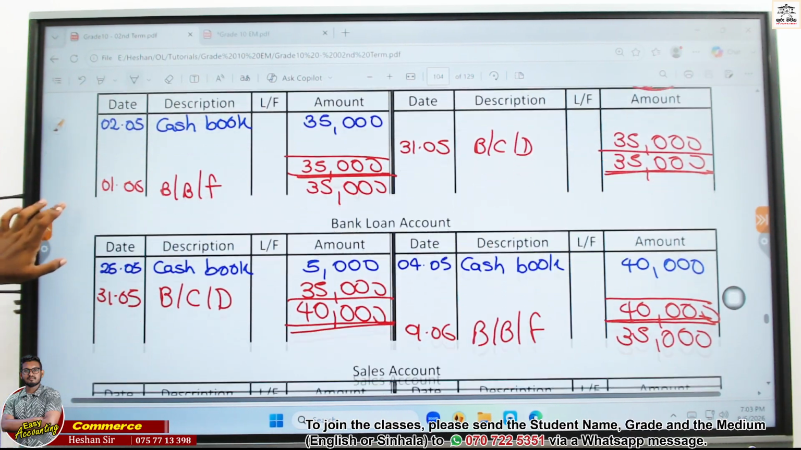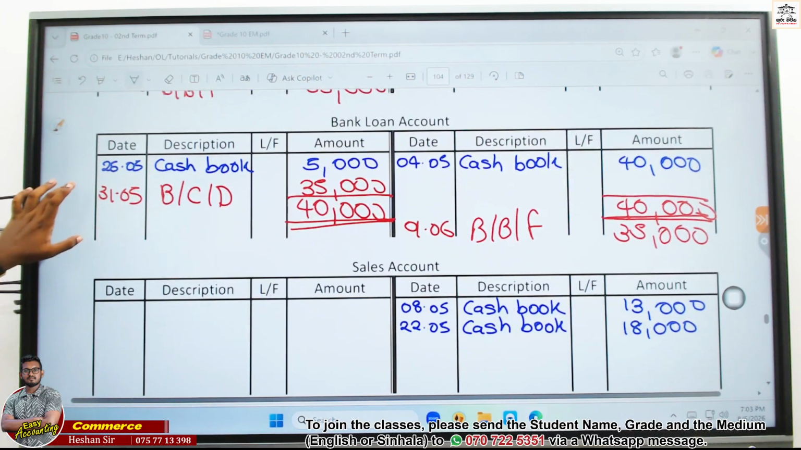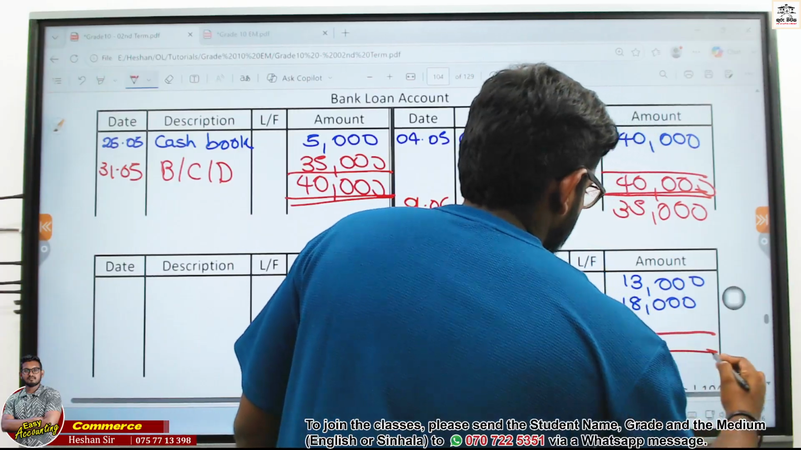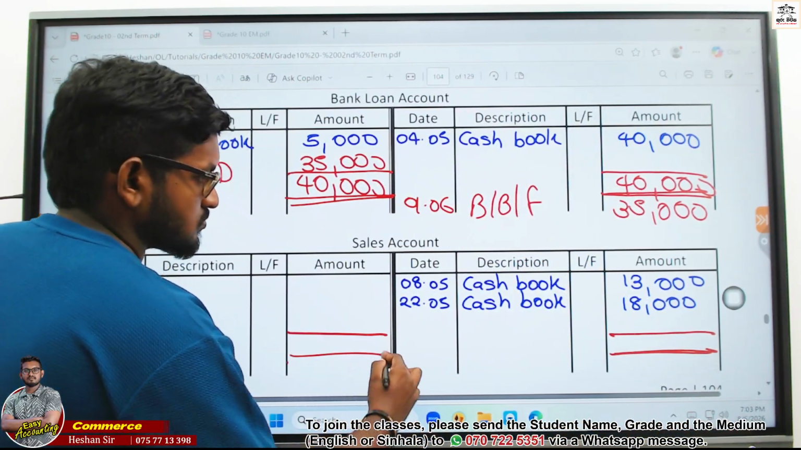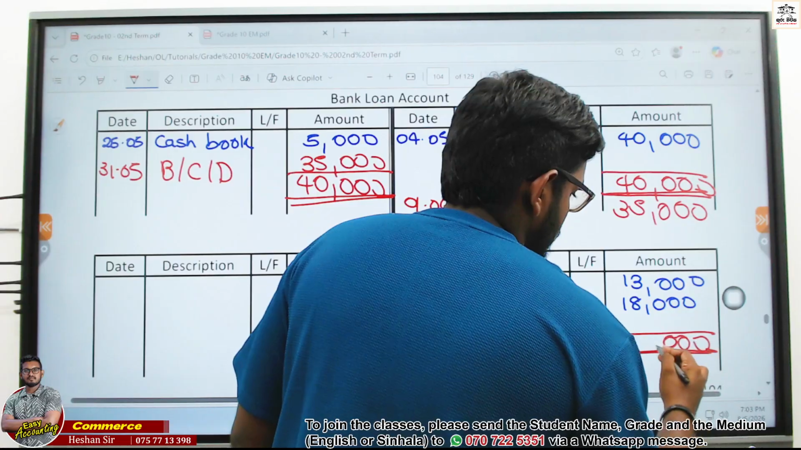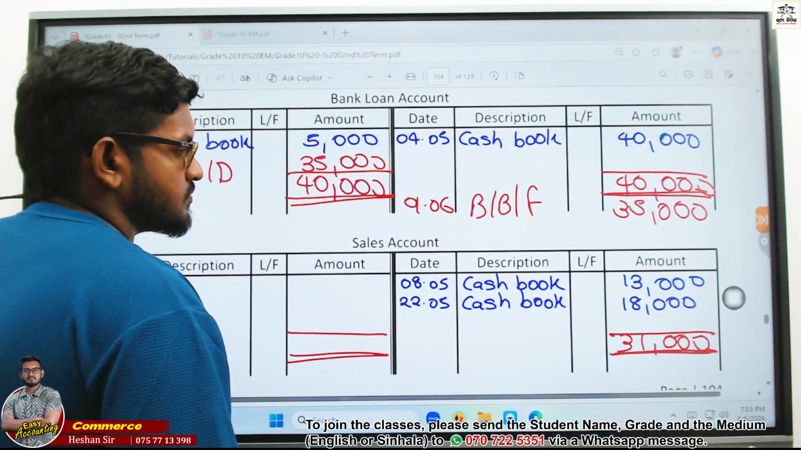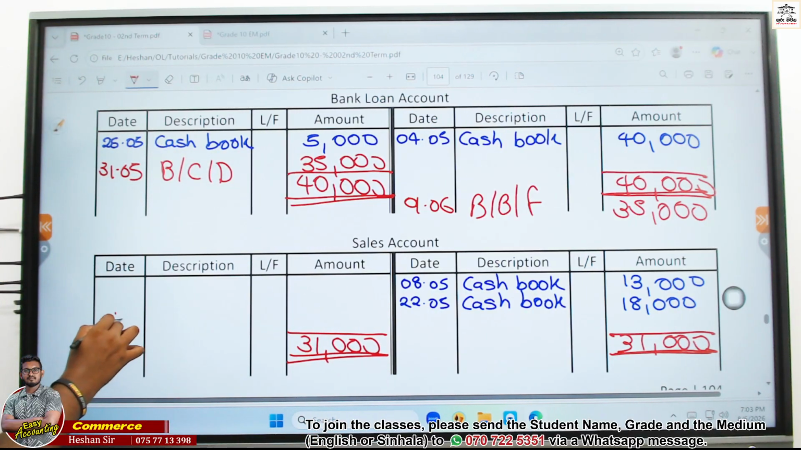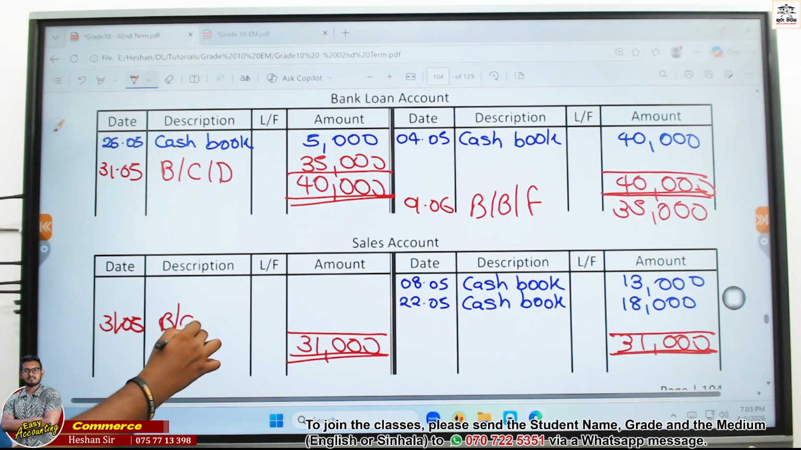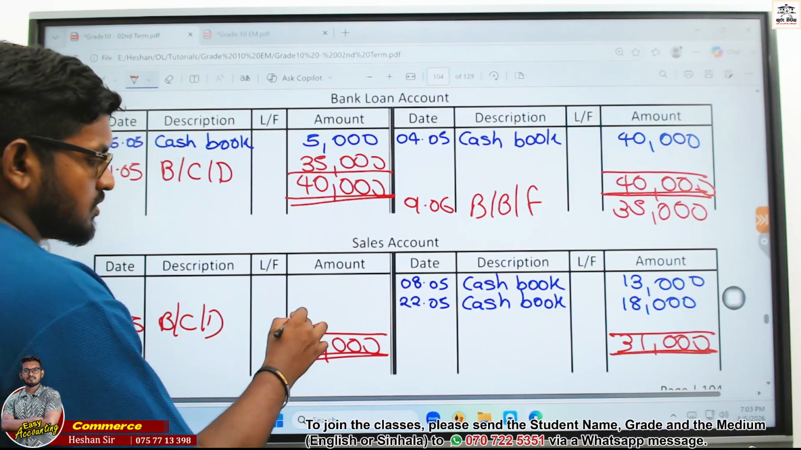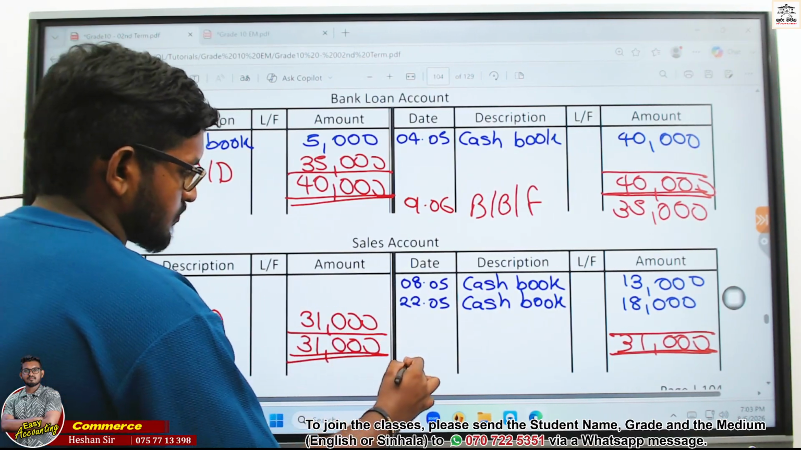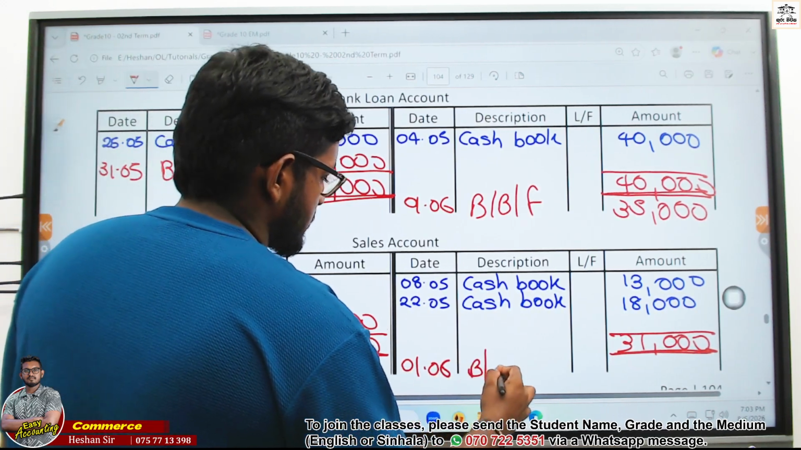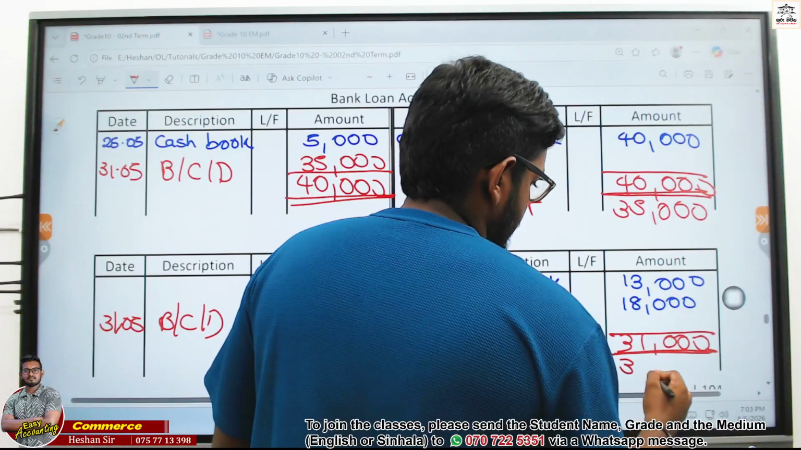Right. Next one. Sales account 31,000. 31st of May, balance carried down 31,000. 1st of June, balance brought forward 31,000.